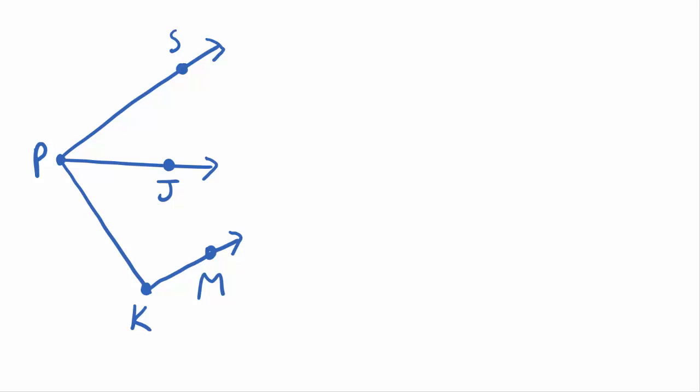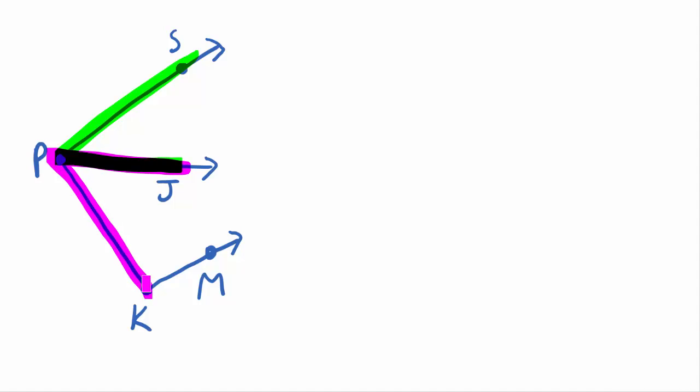One thing you need to remember about naming an angle is that you may not always be able to use just one letter to name that angle. For instance, if I were to ask you to find angle P, there are actually 3 possibilities for angle P. We can have S, P, J, J, P, K, and then lastly we can have S, P, K.